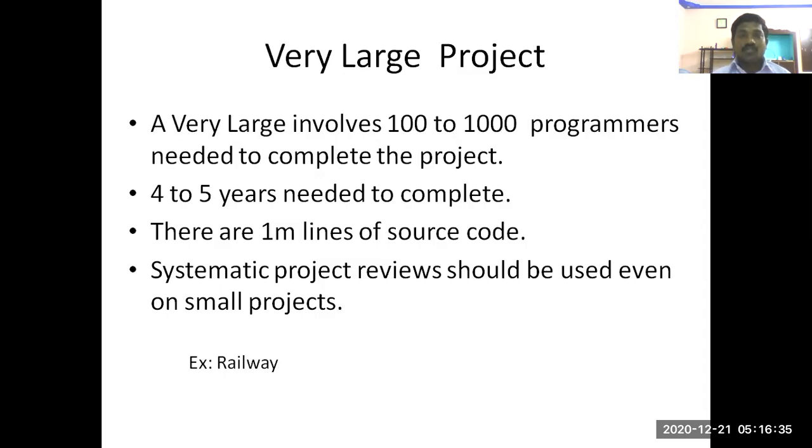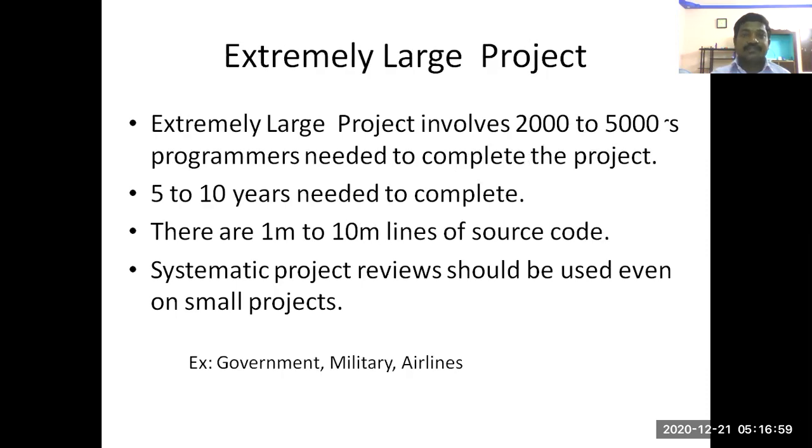A very large project involves up to 2000 programmers to complete the project. 4 to 5 years are needed to complete the project. There are 1 million lines of source code required to complete the project. Systematic project review should be used for a very large project. An example for a very large project is the railway project.